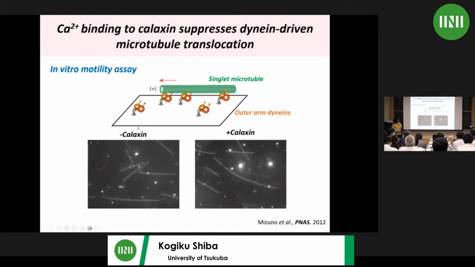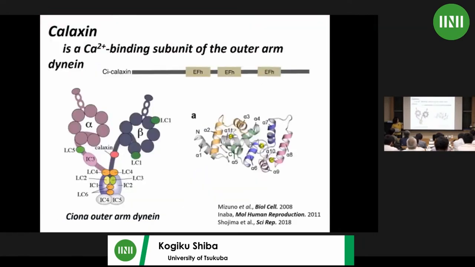If there is no calaxin, the microtubule slides at this speed. But with calaxin and with calcium, the microtubule sliding becomes very slow. It means calaxin suppresses the dynein-driven microtubule translocation. So it suggests that calaxin regulates the dynein activity.